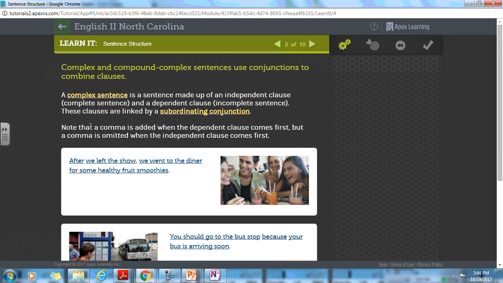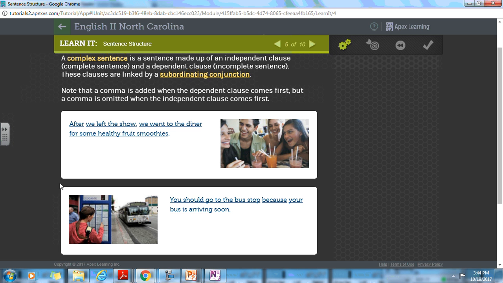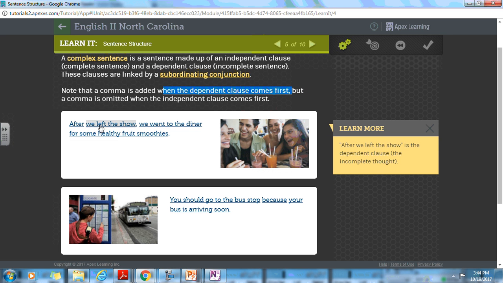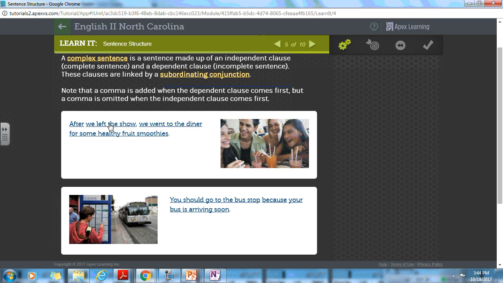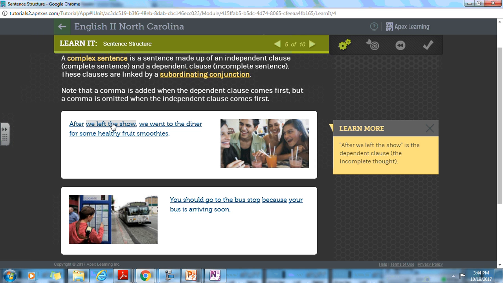Now, there are two ways that you can write a complex sentence. The first way is when you have the dependent clause coming first, and you always want to have a comma. So let's look at this sentence right here. After we left the show. So this right here is my dependent clause. After we left the show is a dependent clause, or the incomplete thought. Now, if you noticed, that incomplete thought started with a subordinating conjunction.